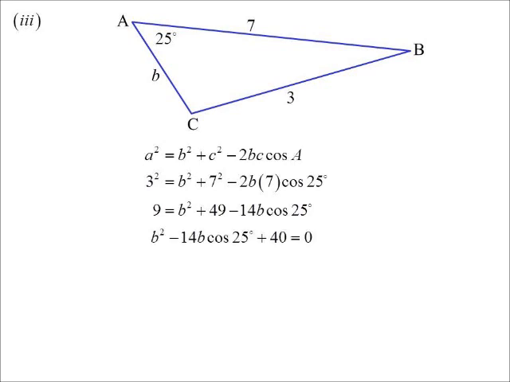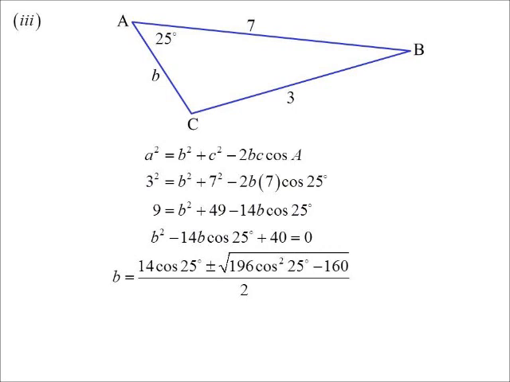So, okay, here's a good question for you. What multiplies together to give 40, adds together to give minus 14 cosine 25? Now, if you can come up with numbers for that, you're doing a brilliant job. There's not going to be two nice numbers that obviously do that. So let's go to the quadratic formula.